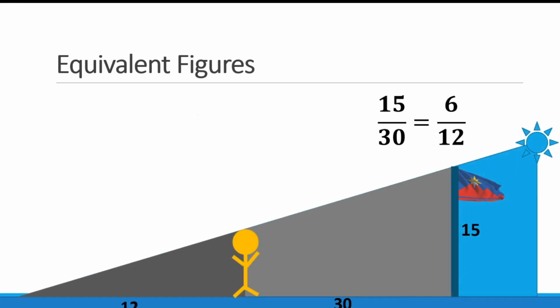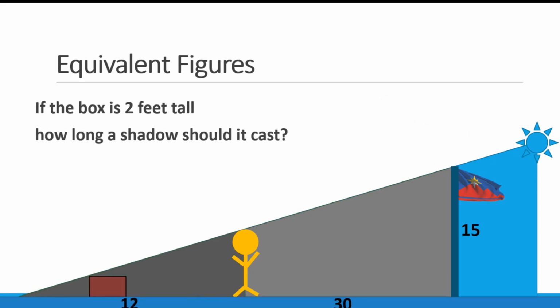And so I can see that I just have an expansion of the triangle that was created by the man to be as tall as the flagpole. Now an extension of this would be to ask, well, if the box is 2 feet tall, then how long a shadow should it cast? Pause the video, identify your two triangles, create your ratio, and answer your question.